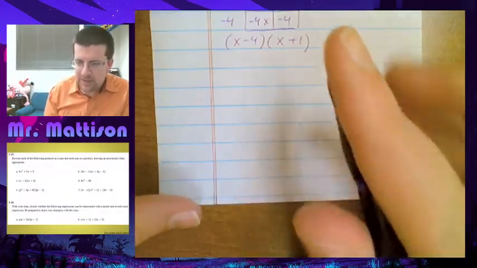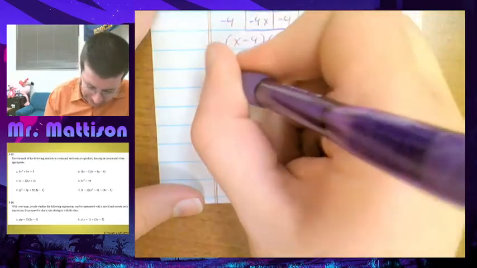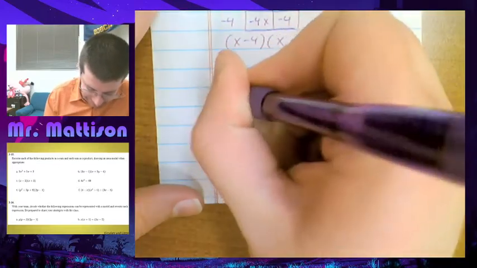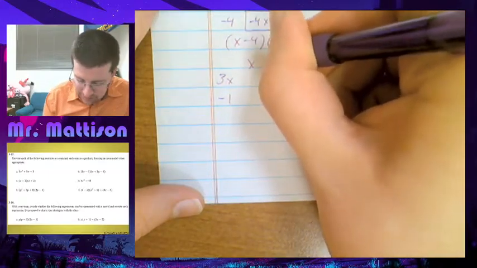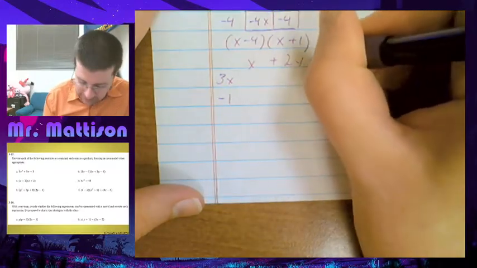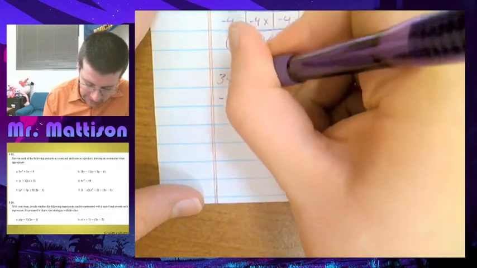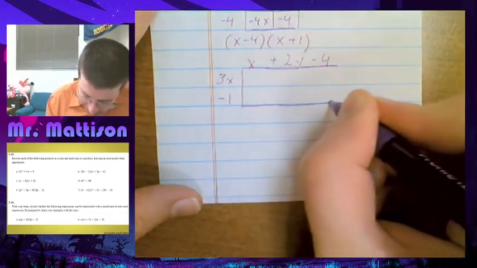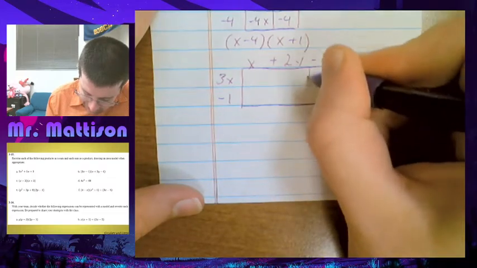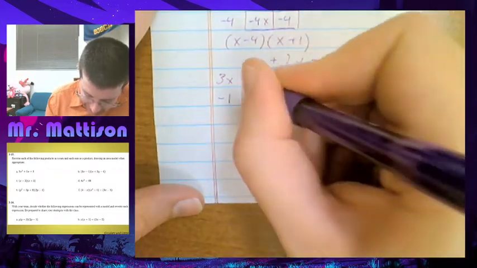So on B, we have 3x minus 1 times x plus 2y minus 4. So we can still set up the box. It just becomes a little bit larger of a box because now we end up having 6 little places in it, not just the 4.